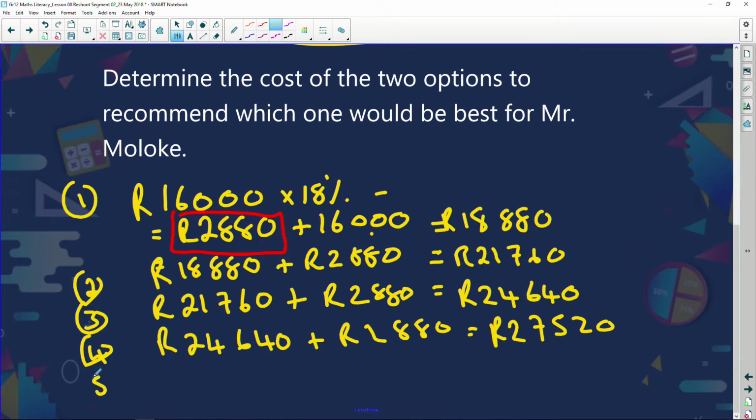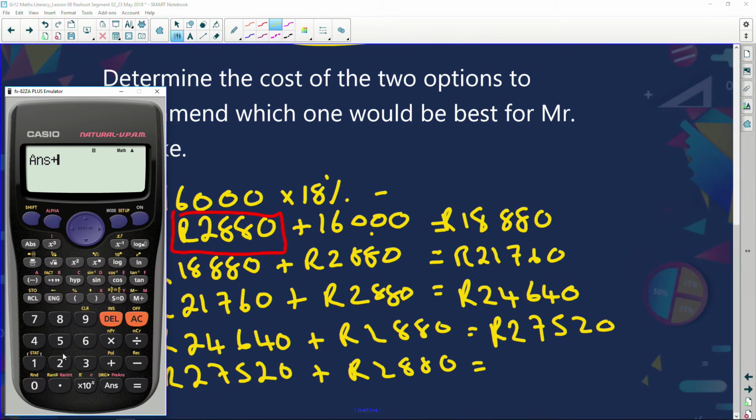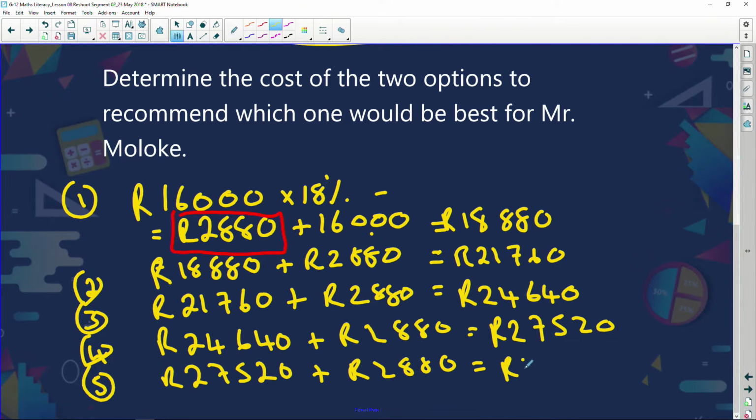And finally, year 5 comes along. 27,520 Rand plus 2,880. And now we add up finally, plus 2,880, and we get an answer of 30,400.